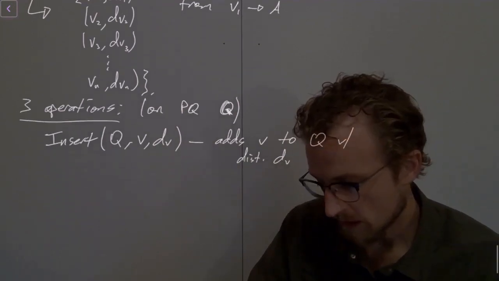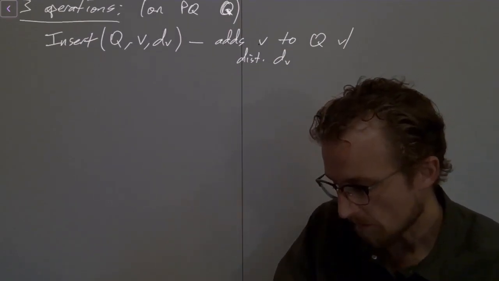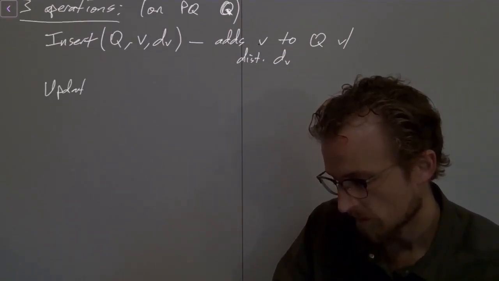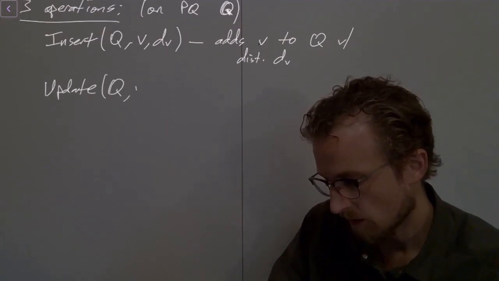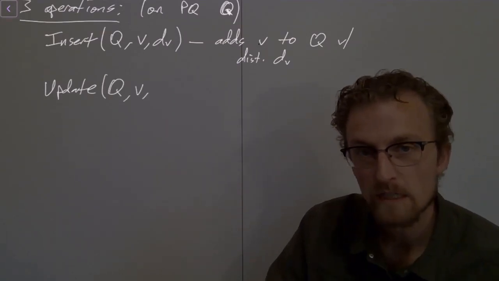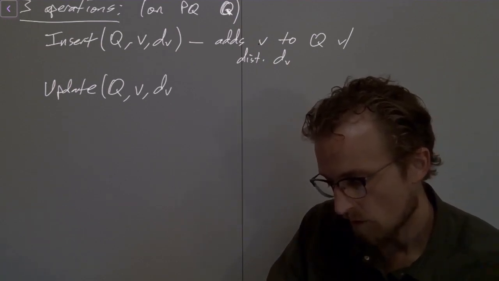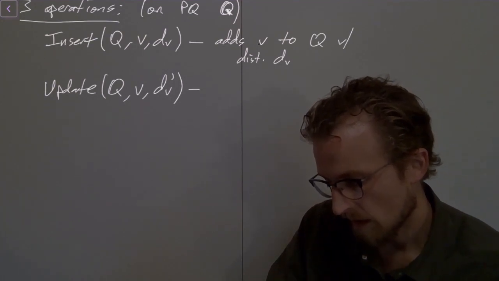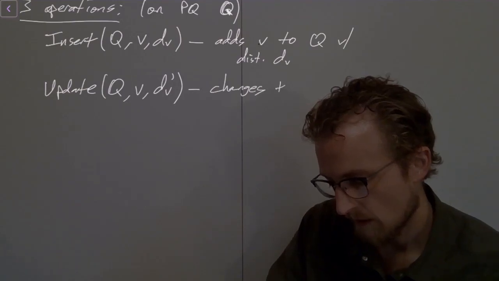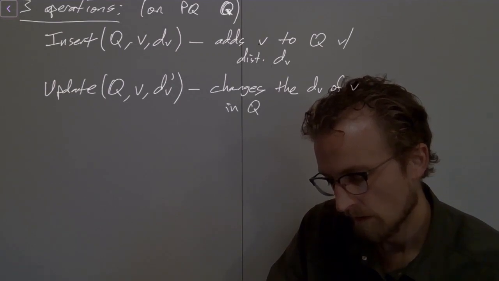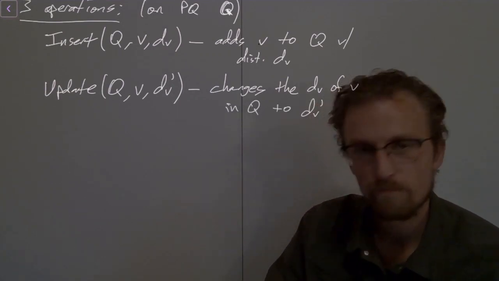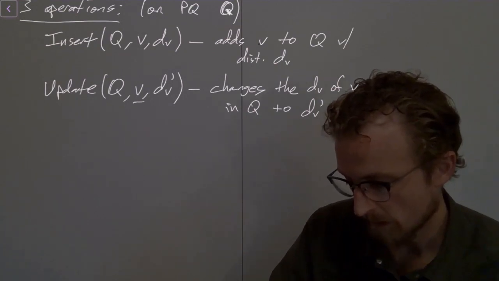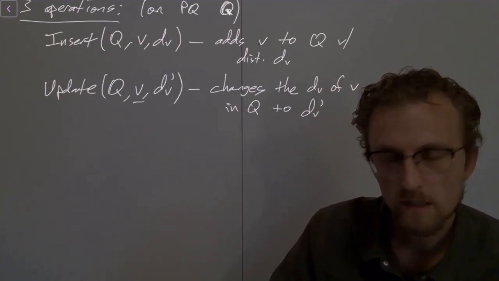The next thing we can do is update. What does update do? It goes to the queue, to a vertex that has to already be in the queue, and gives it a new distance. It changes the dv of v in queue to dv prime. So it goes to the node specified in the queue and changes its distance.